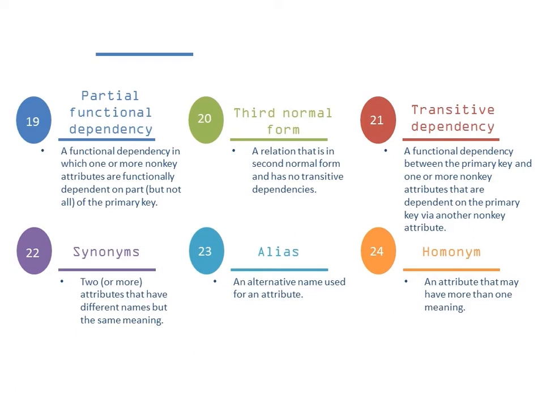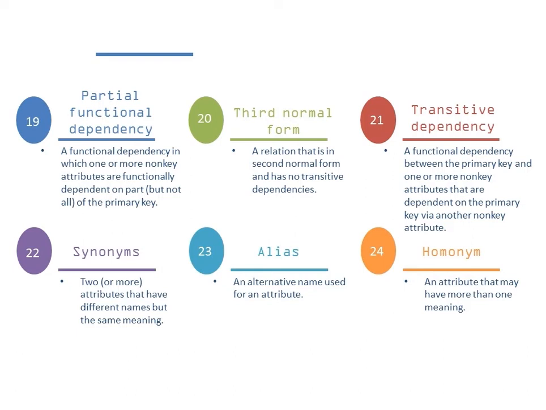And number 20, third normal form. The third normal form is a relation that is in second normal form and has no transitive dependency. Thus, there is no transitive dependence on its candidate key. The requirement is to meet all the requirements of the second normal form.